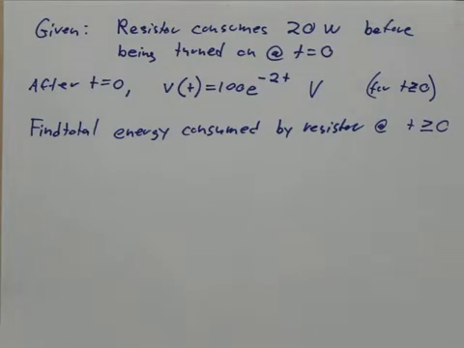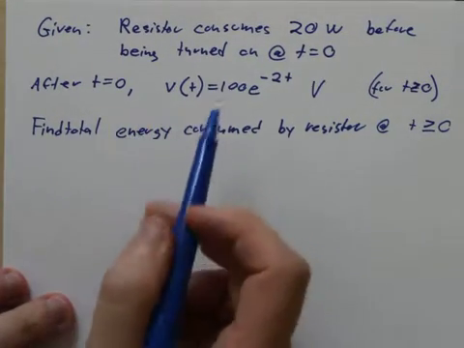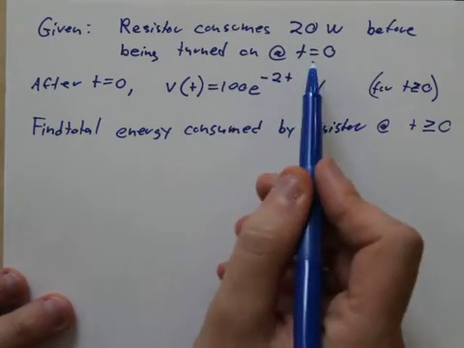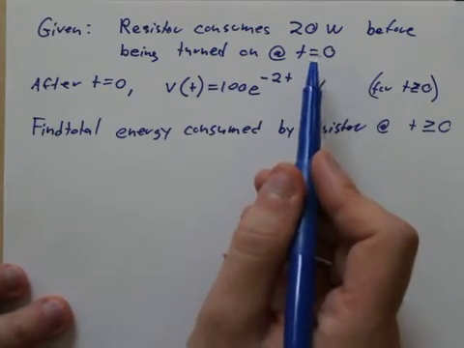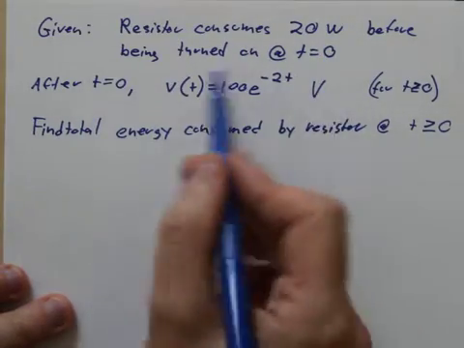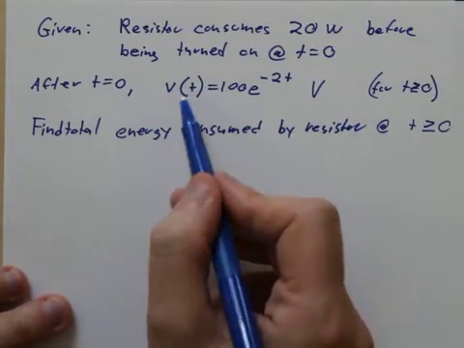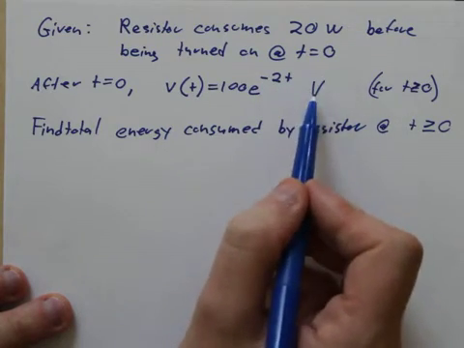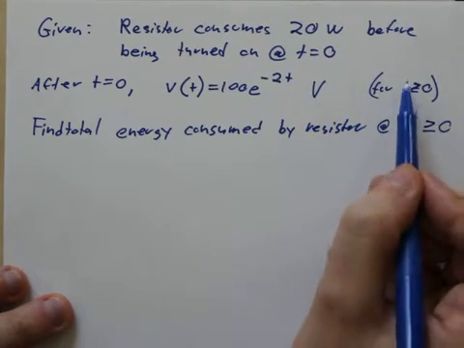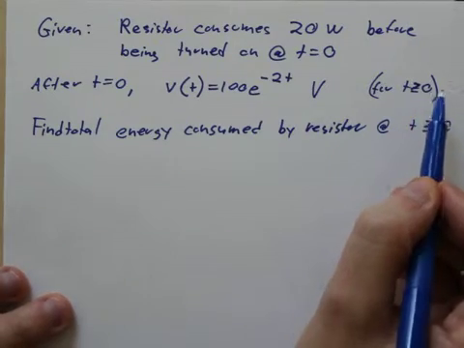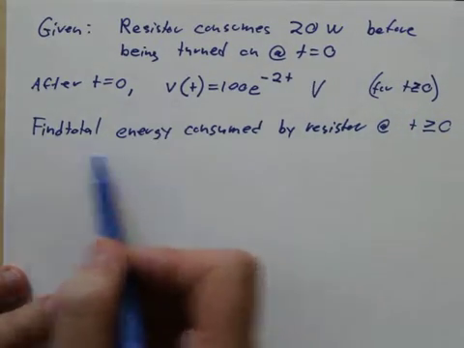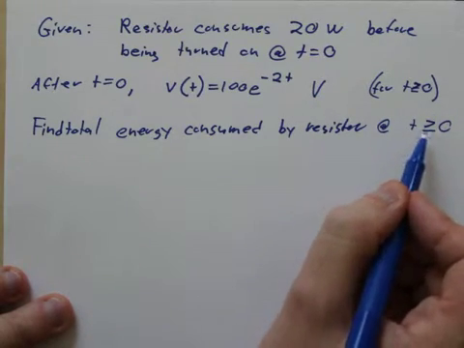So for this problem, given that a resistor consumes 20 watts before being turned on at t equals 0, after t equals 0 we have this voltage: voltage with respect to time equals 100 e^(-2t), and the unit is volts. And that's for any t greater than or equal to 0. The question we're being asked is to find the total energy consumed by the resistor for t greater than or equal to 0.